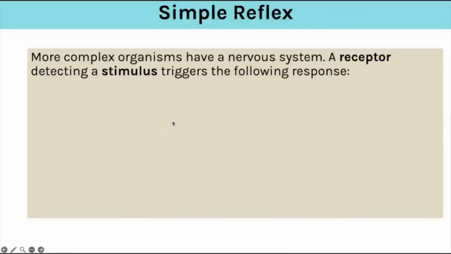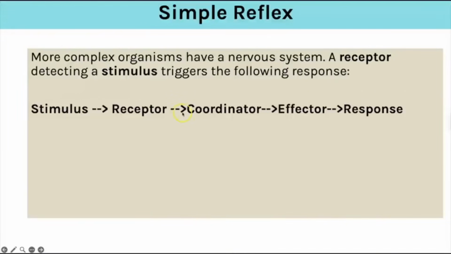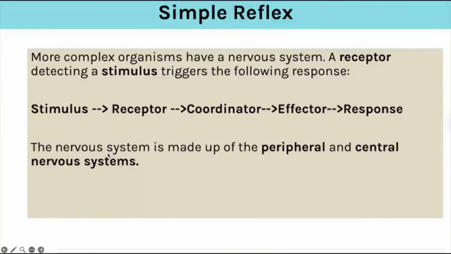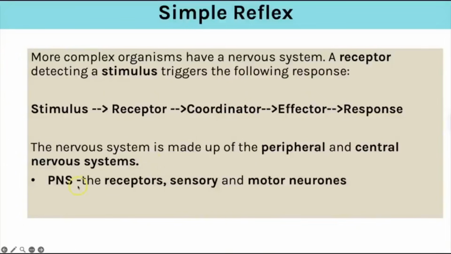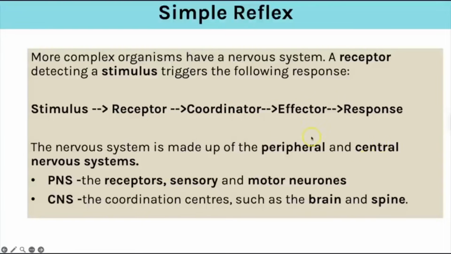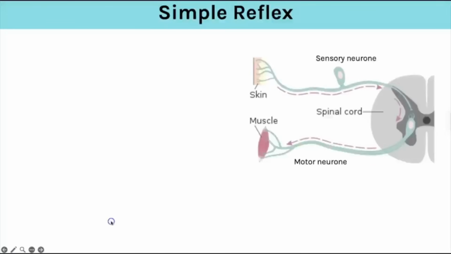Simple reflexes are something that we have in more complex organisms with a nervous system, and this would involve a receptor detecting a stimulus. That would then result in coordination occurring with the coordinator, then a response carried out by an effector. And the nervous system is made up of the peripheral and the central nervous system. The peripheral, abbreviated here to P, nervous system, NS, is the receptors, sensory and motor neurons. The CNS, or the central nervous system, that's the coordination centres, so the brain and the spinal cord.